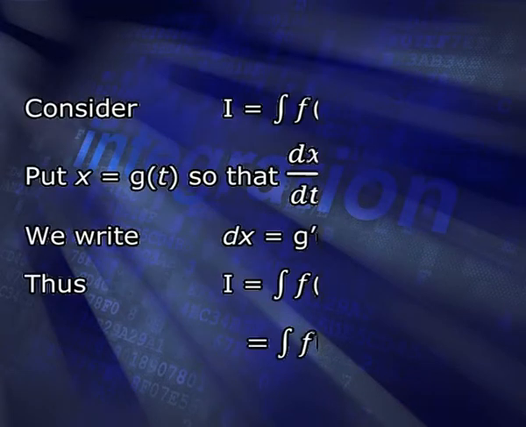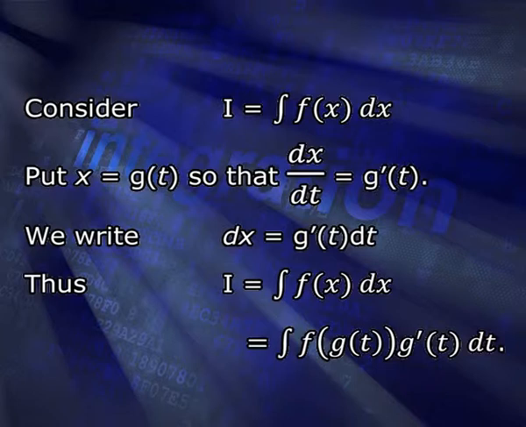Now consider I equals integration of f(x) dx. Put x equals g(t) so that dx by dt is equal to g'(t). We write dx is equal to g'(t) dt. Thus I equals integration of f(x) dx is equal to integration of f(g(t)) times g'(t) dt.